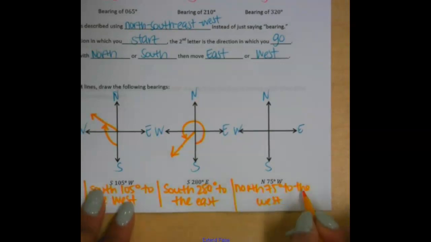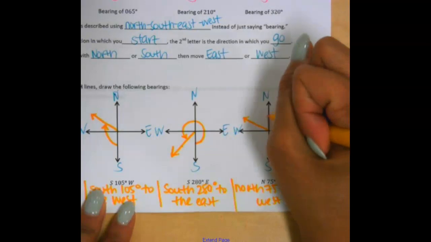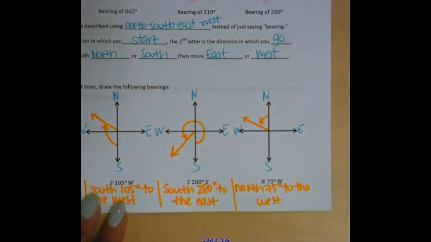For the last one, it's not as ugly. North 75 degrees to the west. This one is right before that 90. So that would be where you're going. Give me a nod or shake. Is this okay? All right, perfect. Let's look at the top of the next page when you have it. If you have a question, now's the time to ask.